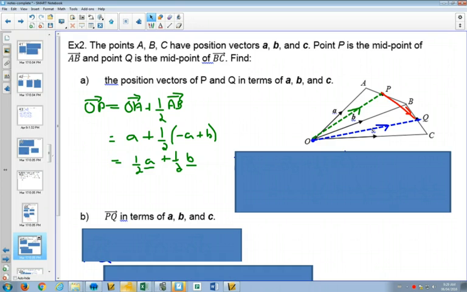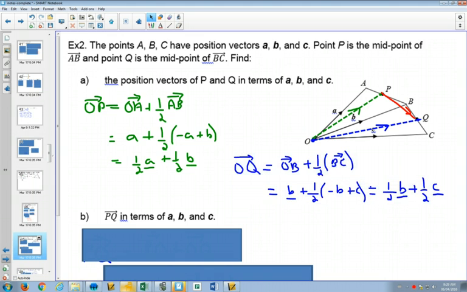I go from O to A, and then I go halfway between A and B, because it's a midpoint. And A to B is just the same as going backwards on A and then back plus B. So that's how I have the minus A plus B. Combining those things together, you get 1/2 A plus 1/2 B, which is what we saw before with M and N. Similarly, you can find OQ. It's going to be 1/2 B plus 1/2 C.